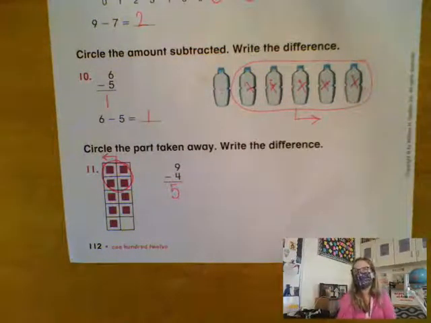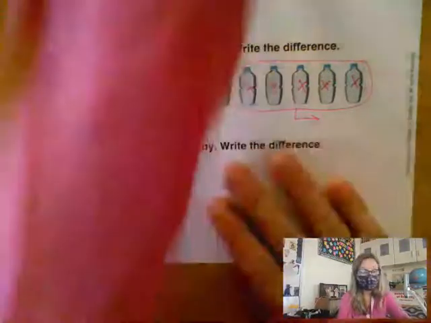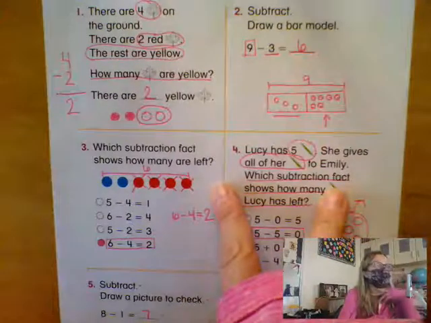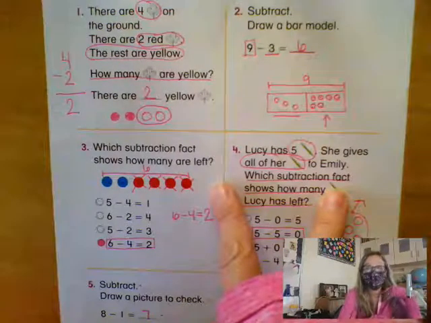If it were me and I was a first grader, I would take this review page home and I would show it to my parents and I would say, hey, do you think you could make up some problems that kind of look like these and help me study for my test so that I can do a really great job on it on Monday? And I bet your parents would be happy to do that for you.